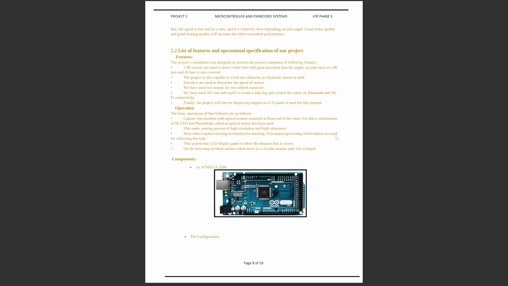The features are that we had to use an IR sensor array which has 5 IR sensors and it can detect angles on the path such as a 90-degree turn or a 45-degree turn and also curved turns. The robot should also be able to avoid any obstacles using an ultrasonic sensor. The encoders are used to determine the speed of the motors.